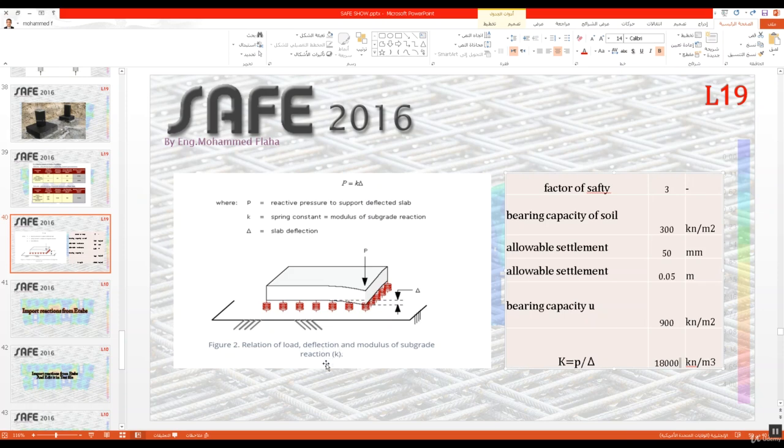This is the modulus of subgrade reaction K, how we calculate it or how they calculate it, because usually we get it ready from the soil report. In the next lesson, I will start taking an example of this foundation. I will model this example in SAFE. Then I will see the result and I will design this foundation. Thank you.